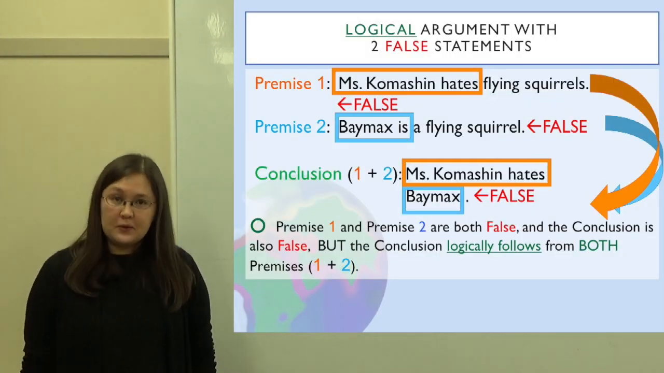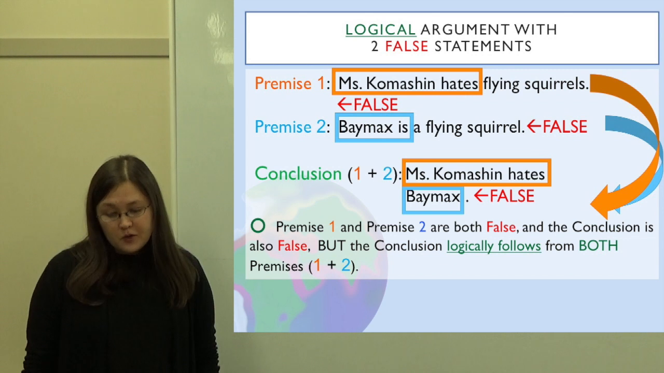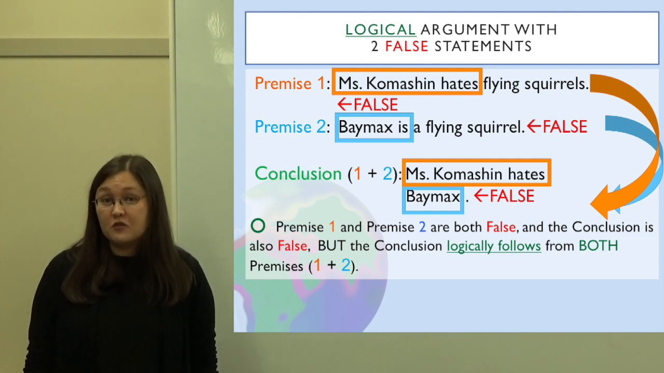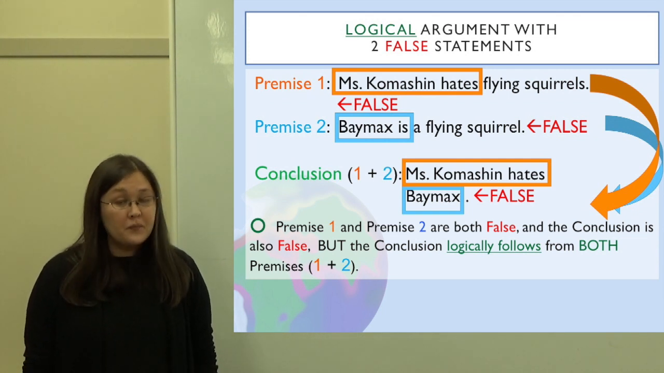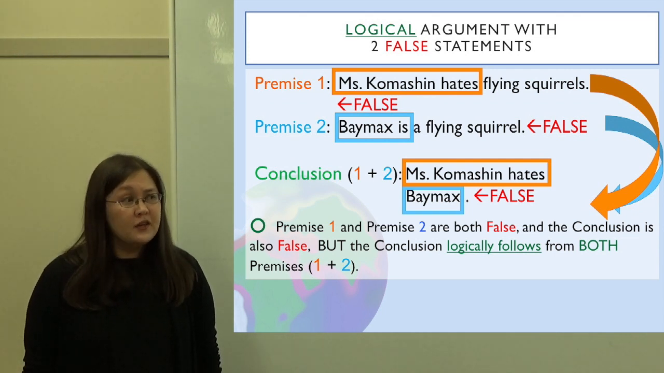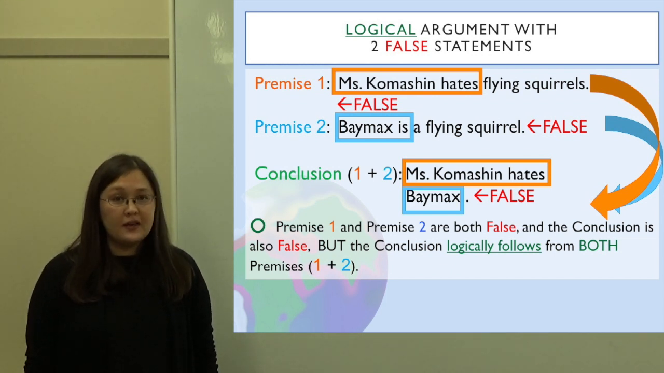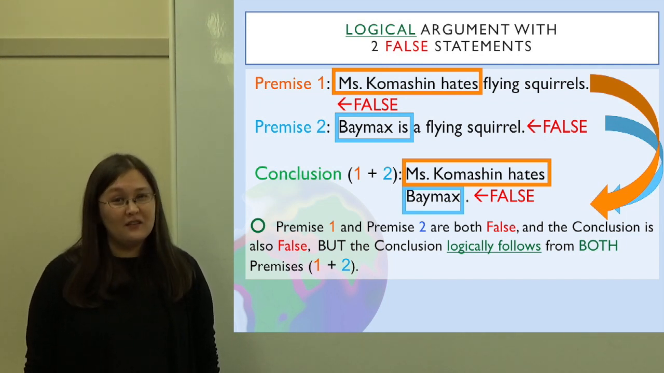So let's look at another example of the same thing. Logical argument with 2 false statements. So Premise 1. Ms. Komoshin hates flying squirrels. This is definitely false. If you know me, you know that flying squirrels are my favorite animal in the entire world. So it's definitely false. And Premise 2. Baymax is a flying squirrel. This we can check in the real world. It is also false. Baymax is the main character, or one of the main characters, of Big Hero 6. If you watch the movie, you can easily see he is not a flying squirrel.